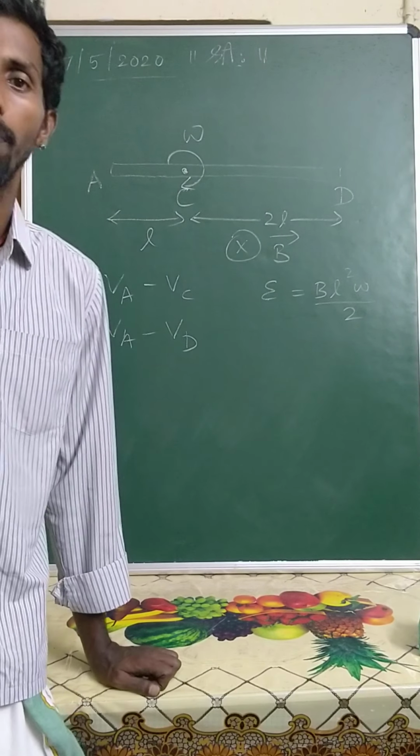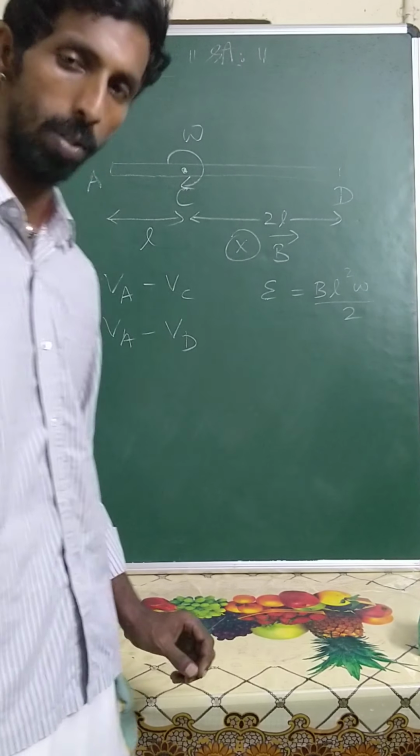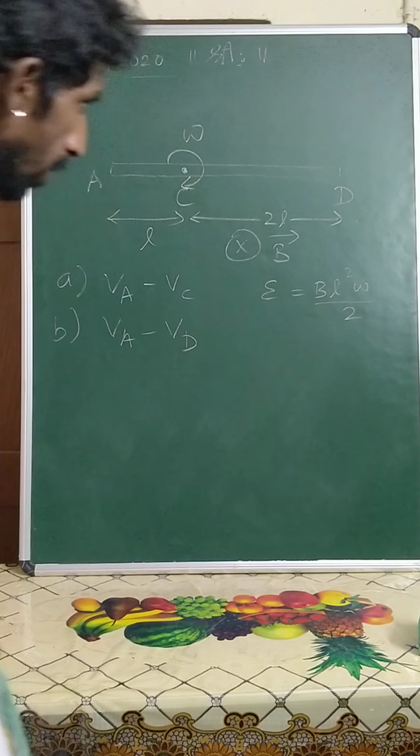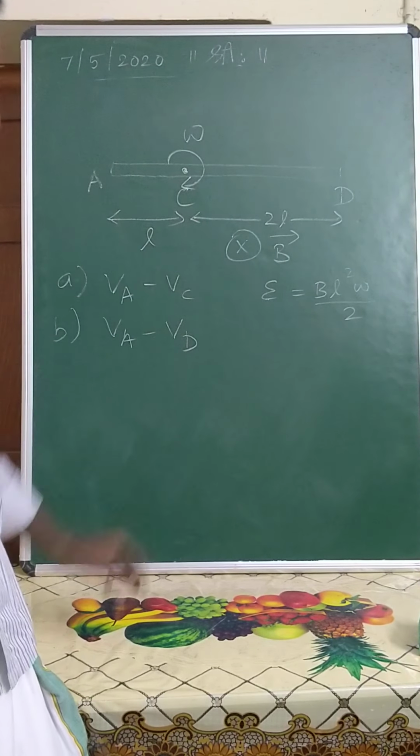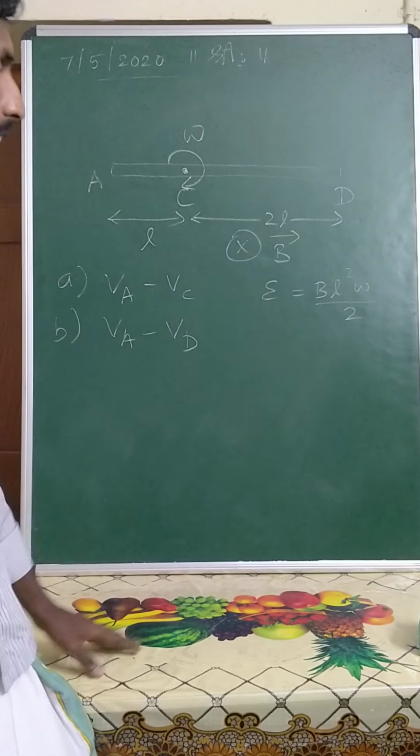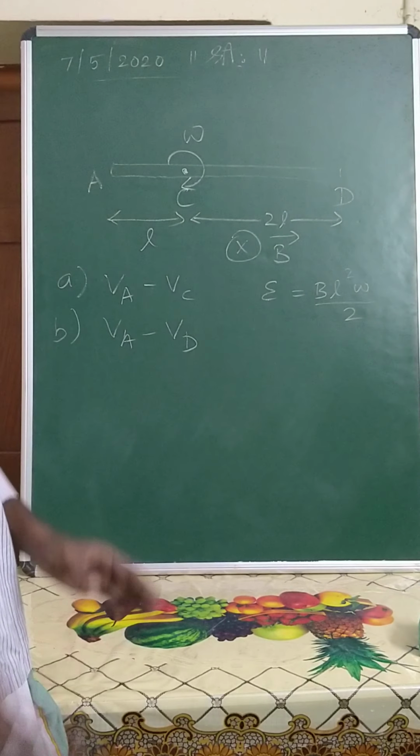So welcome back to the session of electromagnetic induction in JEE Advanced and Mains examination problems. Here we are considering a rod which is fixed at point C. The total length of the rod is 3L, the distance between A and C is L, and C and D is 2L. It is not equally divided.